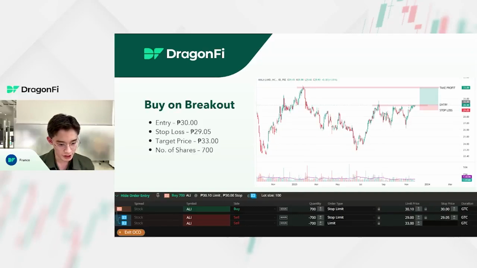And then you can set a stop loss using a stop limit order. Your stop price is at 29.05 and your limit price at 29, so you get out and prevent further losses. And then for your take profit, you can simply use a limit order at 33 pesos, because it will not work anyway if the price does not reach 33 pesos per share.